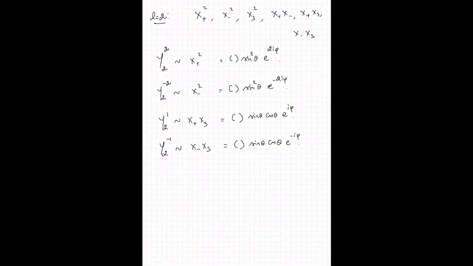Now, here comes the tricky part. What is y20? It's a polynomial of order 2 in the x's, but with an m value of 0.